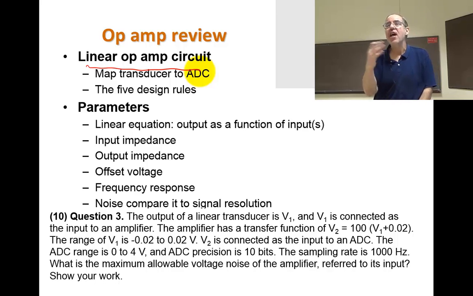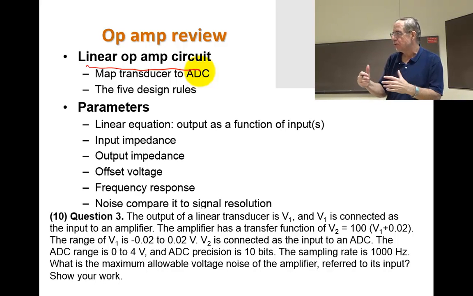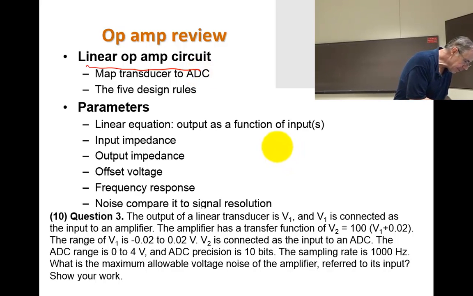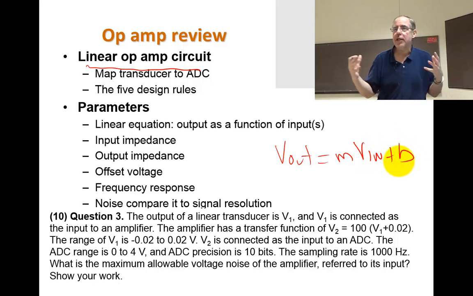So for instance, is a NOT gate linear? Is the output a linear function of the input? A NOT gate: 0 to 1, 1 to 0? A half doesn't go to a half. There is no half. It's discrete. Digital stuff is discrete. But in analog stuff, we talk about the output as being a linear function of the input, y equals mx plus b.